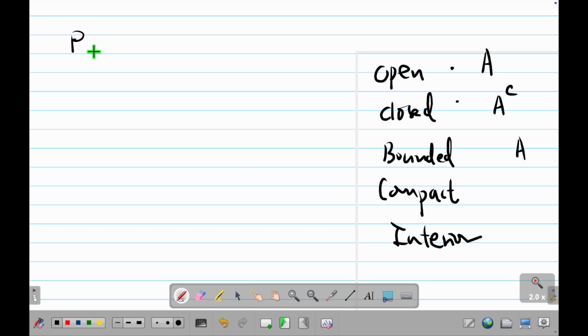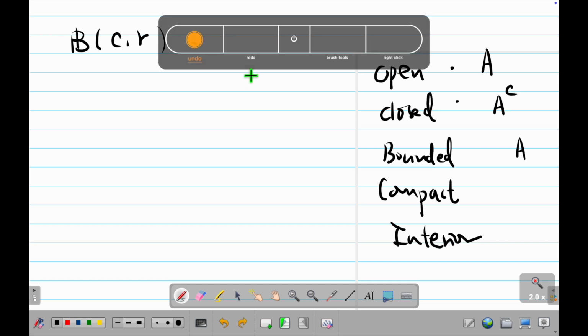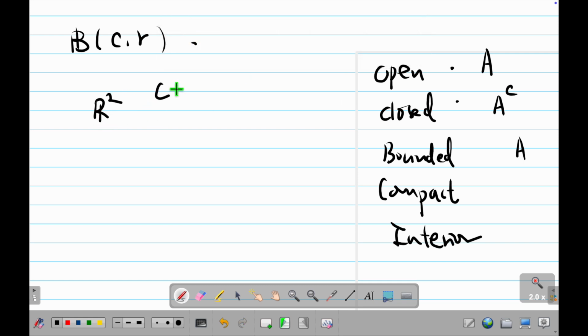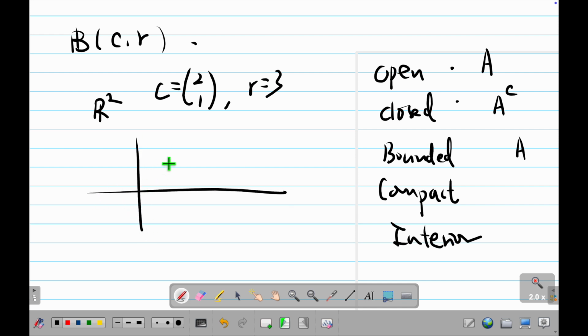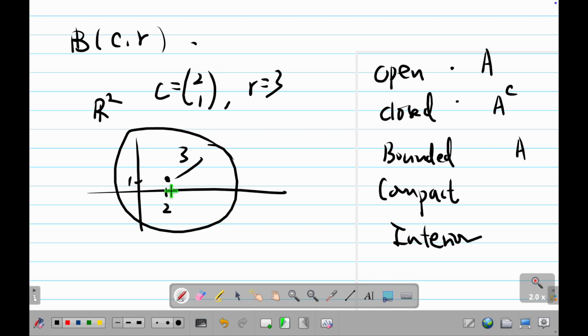Then we almost forget what open and closed are used for: the open ball and the closed ball. We write B(C, R). What is this? B(C, R) means the ball at center C with radius R, where C is a vector in n-dimensional space. Let's draw a picture. In R2, suppose C is (2, 1) and R is 3. You draw the coordinates in the classical sense, so this is the point (2, 1), the center, and the radius is 3, so you draw a circle with radius 3. This is the ball in two-dimensional space.